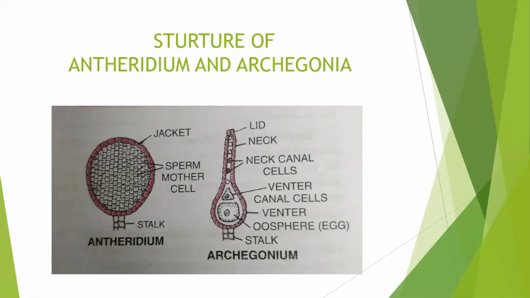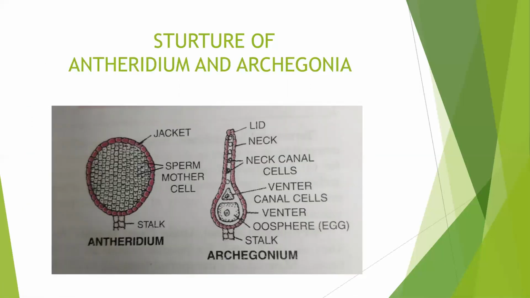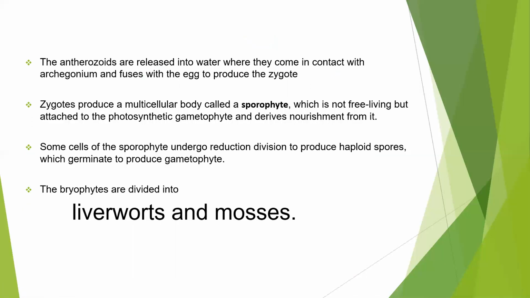So you have just now seen that antheridium produces antherozoids. I have shown you the structure of antheridium as well as the structure of archegonia, which is flask shaped. Now these antherozoids are motile. They are released in water. They move passively in water and reach the archegonium. The egg cells are present in the flask-shaped archegonium. So they enter there and they fuse.